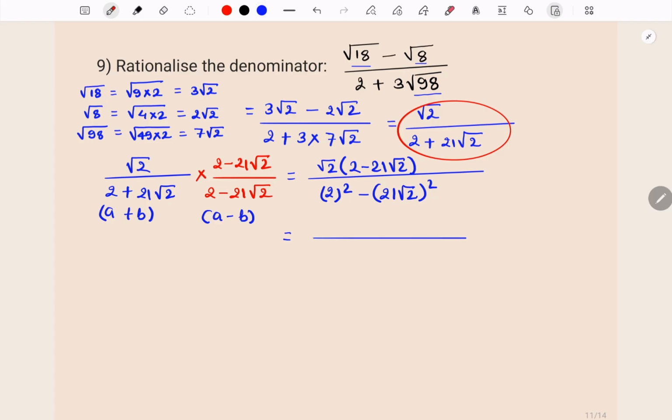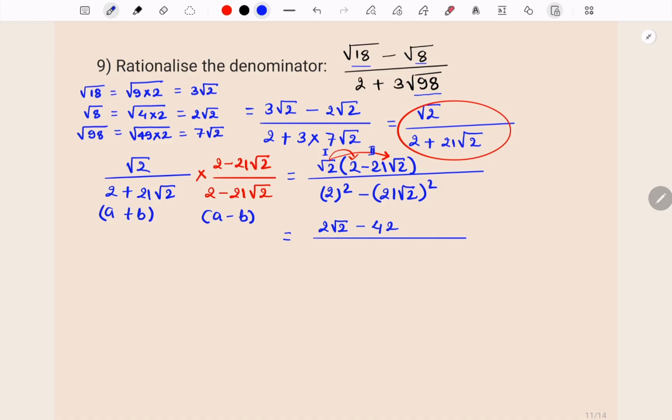Okay, so in the numerator, we need to multiply this root 2 with 2, and then this root 2 with 21 root 2, right? So root 2 times 2 is actually 2 root 2. That is the first multiplication, right, here. And then we need to multiply this root 2 with negative 21 root 2. That is the second multiplication. So root 2 times root 2 is 2. And if we multiply 2 with 21, that would be negative 42, right? So we have solved the numerator.